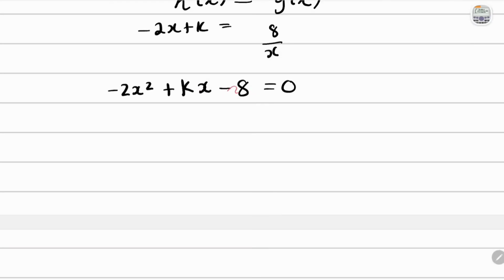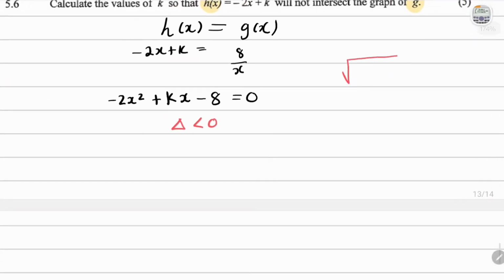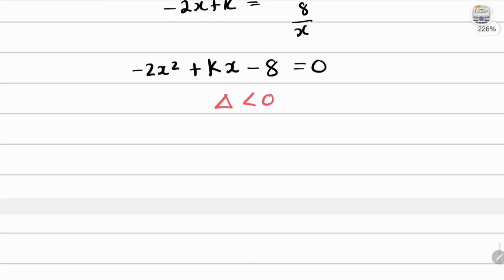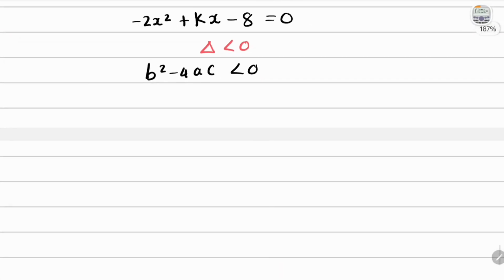intersect. In other words, to ensure that they do not have any real roots, we can make the discriminant less than 0, because the discriminant is that part of the quadratic formula that says the square root of b squared minus 4ac. If this is negative, you get a non-real answer. Okay, so that's what we're doing. So we're going to make the discriminant less than 0. The discriminant is b squared minus 4ac, and we're going to make that less than 0.